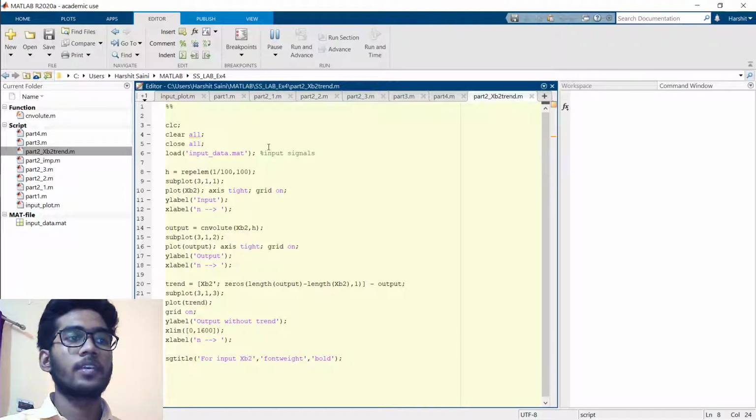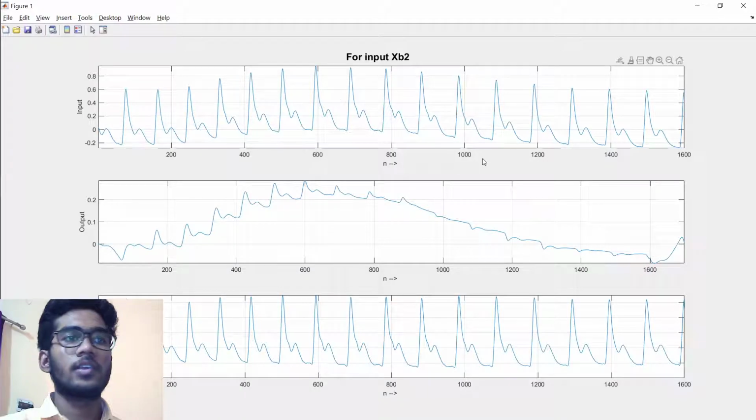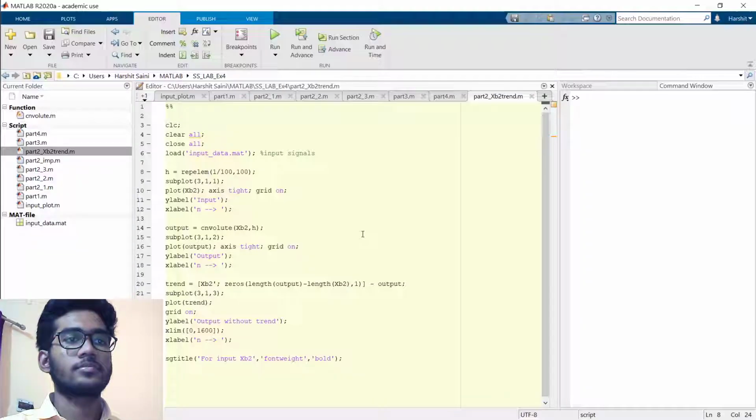So we will see the output for this. This is our input signal, this is our baseline wander or the trend which we see, and this is our output signal after removing the trend. As you can see, it follows nearly the same line. Yeah, so this is how you remove the trend.